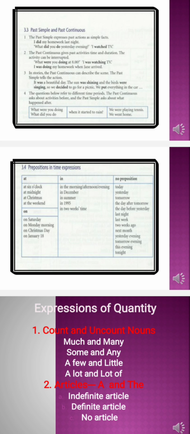Prepositions and time expressions. At 6 o'clock. At midnight. At Christmas. At the weekend. On Saturday. On Monday morning. On Christmas Day. On January 18.